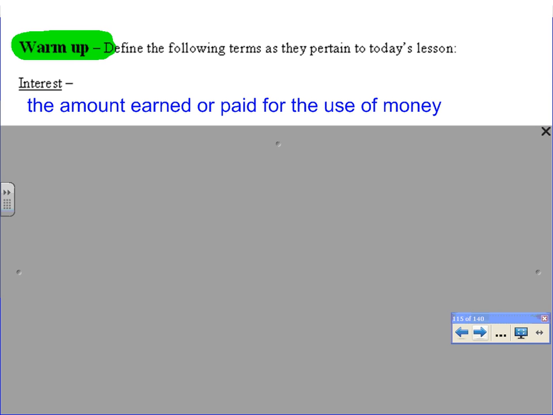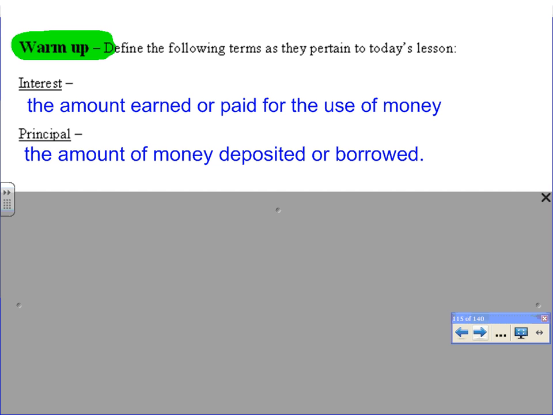Okay, so let's talk about a couple definitions here first. So the first one is interest. Okay, so interest, the amount earned or paid for the use of money.